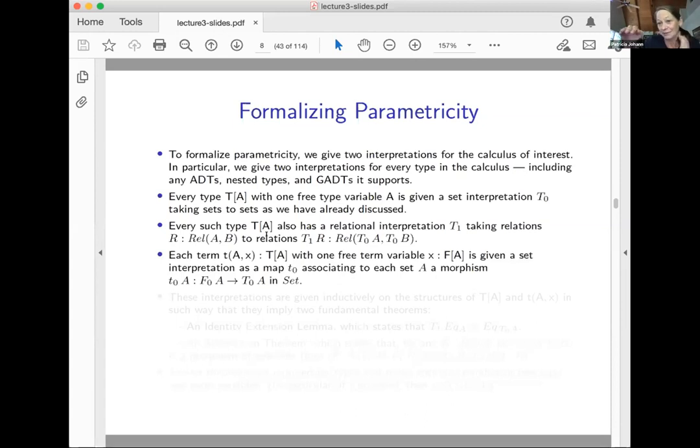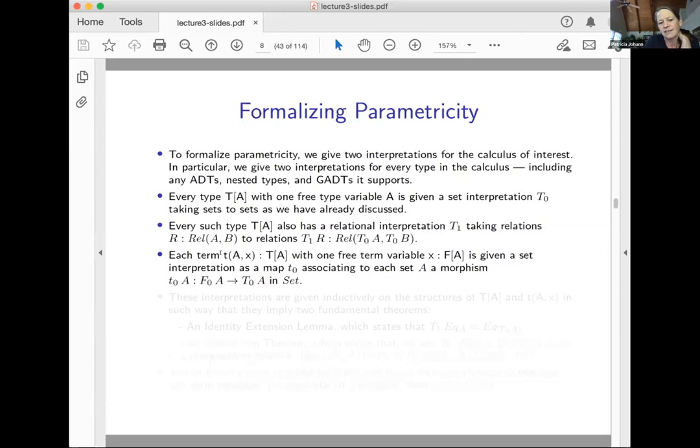So that's what's happening with the types: a set interpretation and a relational interpretation. What about the terms? Well, if you have a term with a free type variable and a free term variable, and the term has a type that depends on the type variable, and the term variable also has a type that depends on the type variable, then you're going to associate to that term a set interpretation. What will it do? If you give a set A, it should take the set interpretation of the type of the term variable at A to the set interpretation of the result type at A.